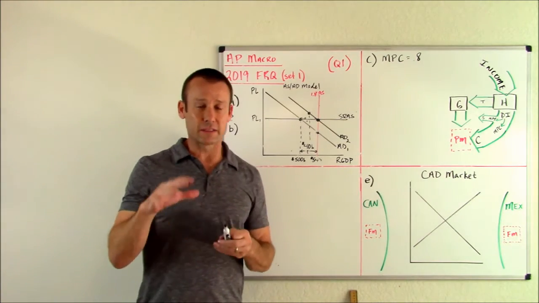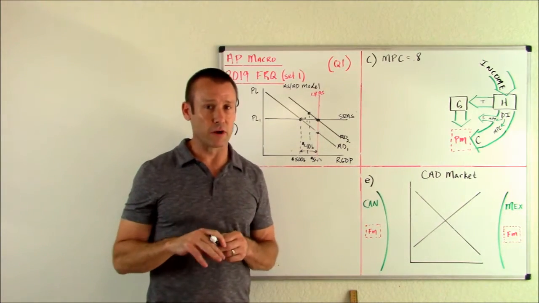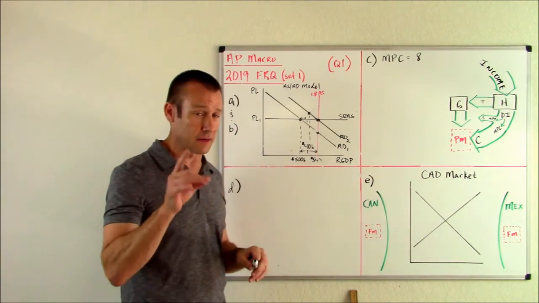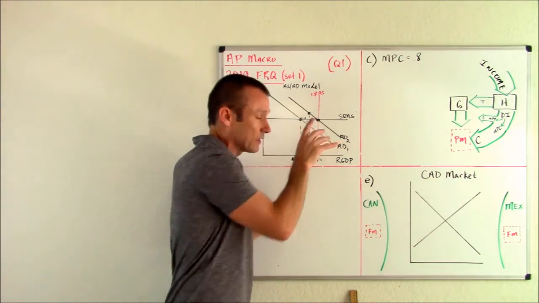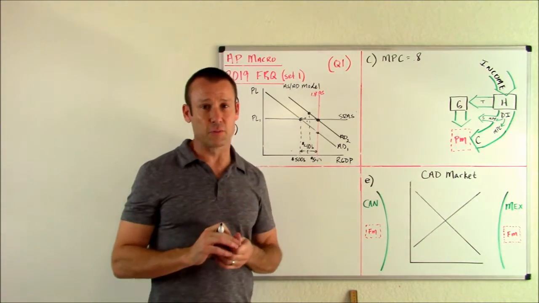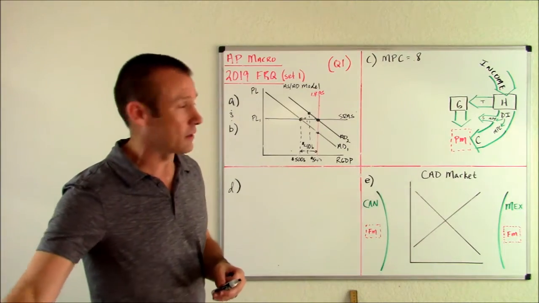So let's answer the question. It's actually not a very hard question, right? We know we need total spending. That's what AD is, guys. AD is total spending. We need total spending to increase by 40 billion. They're saying, what's our initial change in government spending that we're going to need to get that accomplished?